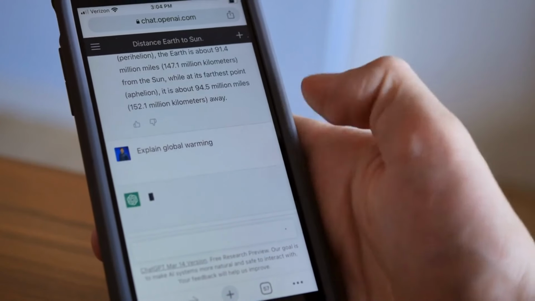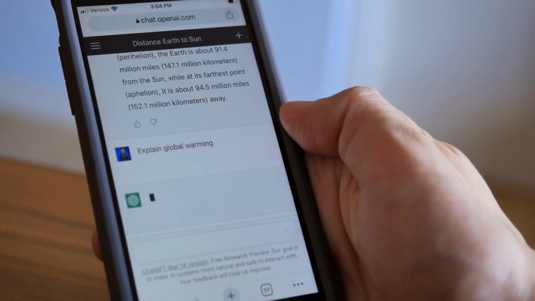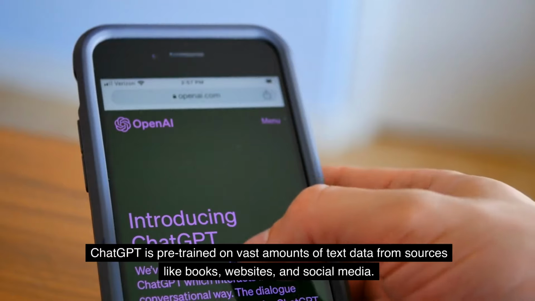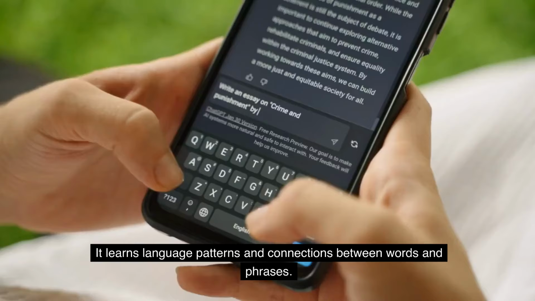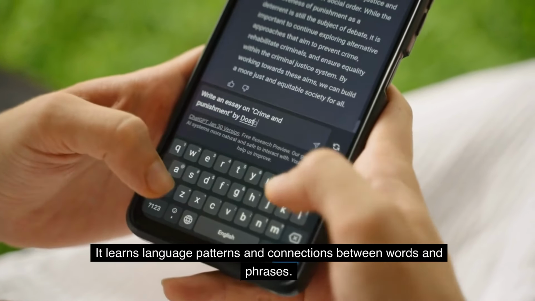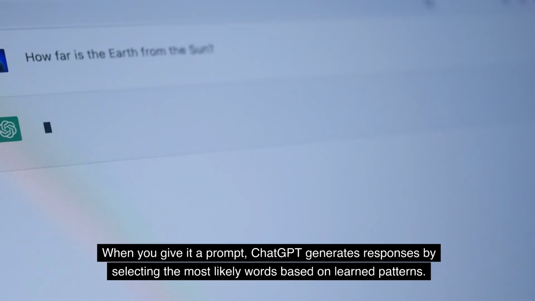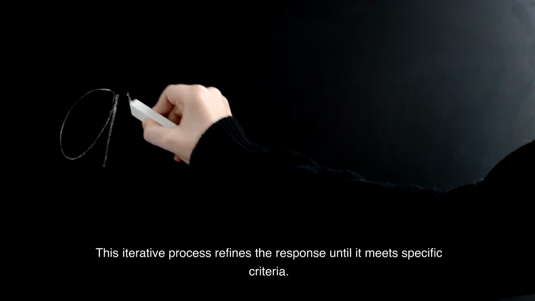You might be wondering, how does ChatGPT work? Well, it's all about pre-training and language understanding. ChatGPT is pre-trained on vast amounts of text data from sources like books, websites, and social media. It learns language patterns and connections between words and phrases. When you give it a prompt, ChatGPT generates responses by selecting the most likely words based on learned patterns. This iterative process refines the response until it meets specific criteria.